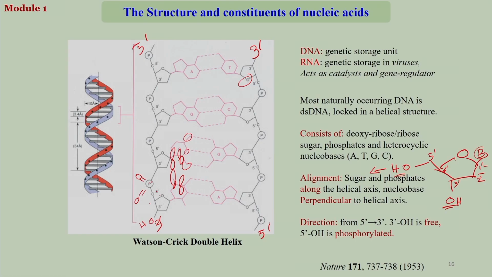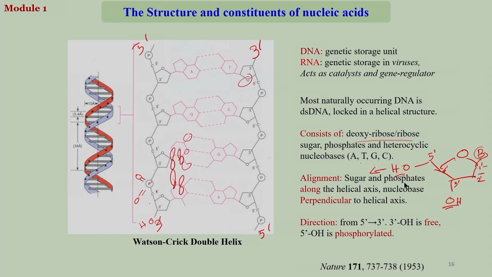So, DNA is the genetic storage unit. RNA is the genetic storage unit in viruses, and RNA also acts as a catalyst and gene regulator. Most naturally occurring DNA is double stranded DNA, the structure of which was given by Watson and Crick, locked in a helical structure. They consist of deoxyribose for DNA, ribose for RNA, sugar, one unit of phosphate, and then heterocyclic nucleobases. For DNA, it is A, T, G, C.